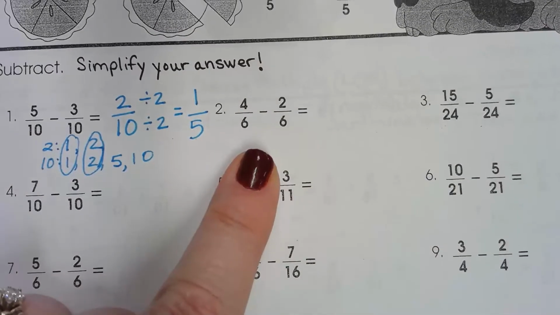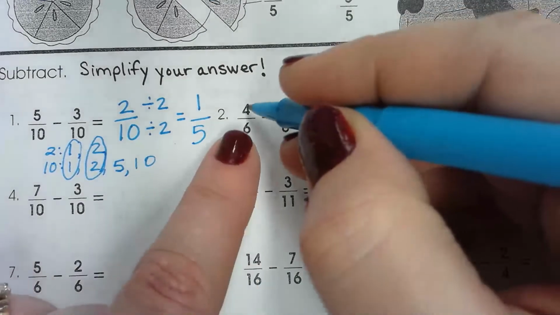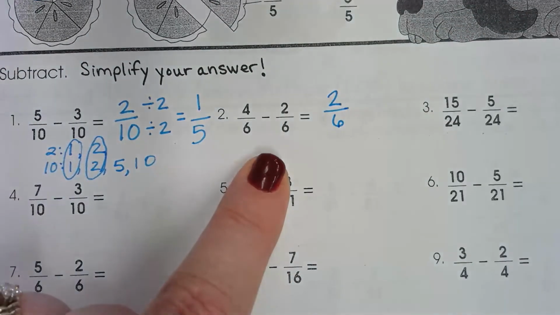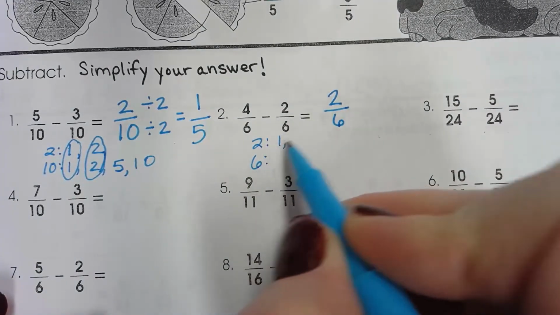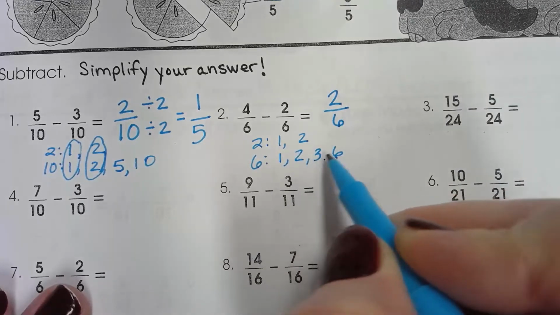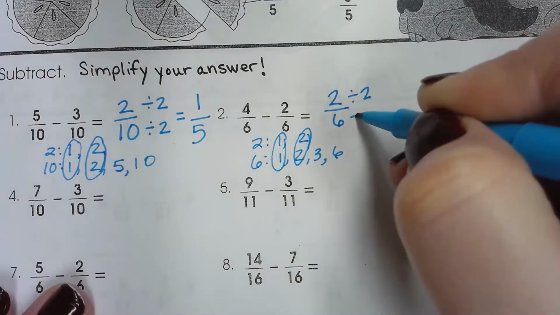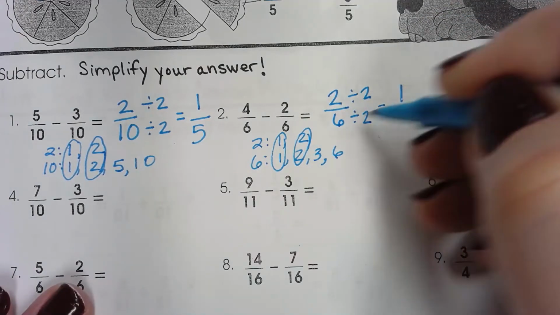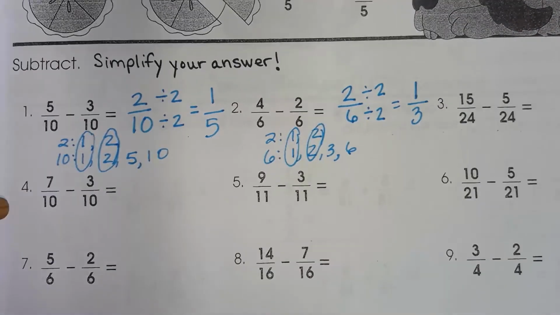If I look at number 2, 4/6 minus 2/6. 4 minus 2 is 2. 6 stays the same as my denominator. And now what's in common with a 2 and a 6? Well, my factors of 2 are 1 times 2. My factors of 6 are 1 times 6 and 2 times 3. So they have a 2 and a 1 in common. I'm going to divide by the 2 being the biggest common factor. So 2 divided by 2 is 1. 6 divided by 2 is 3. My simplest form is 1/3.